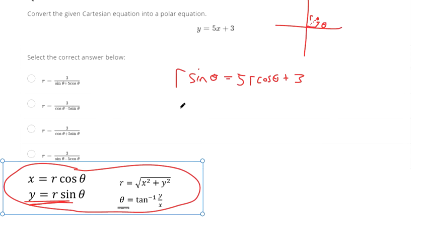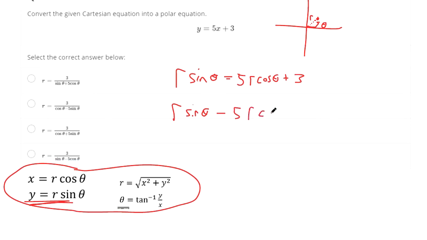So we want to get our r's together. Sounds like a pirate party, but subtract 5r cosine theta from both sides. I just move this over to the left side. That way I can factor out an r from both of those terms, and I can solve for r, just like they have in the multiple choice options.